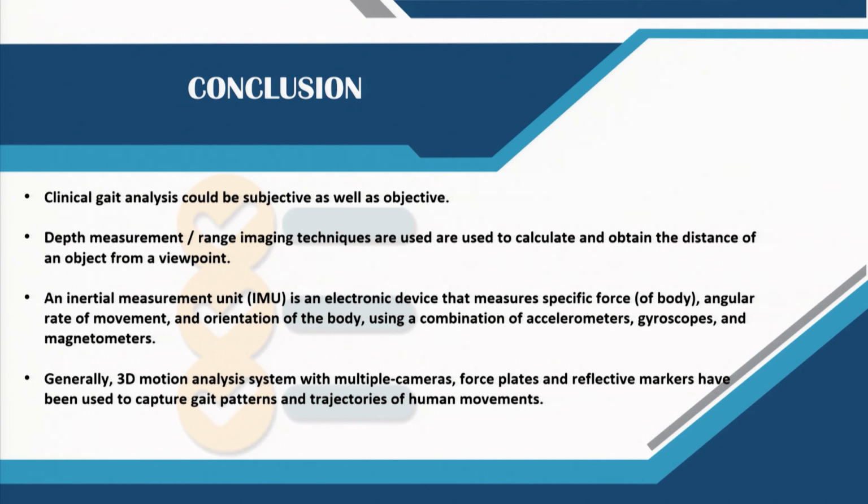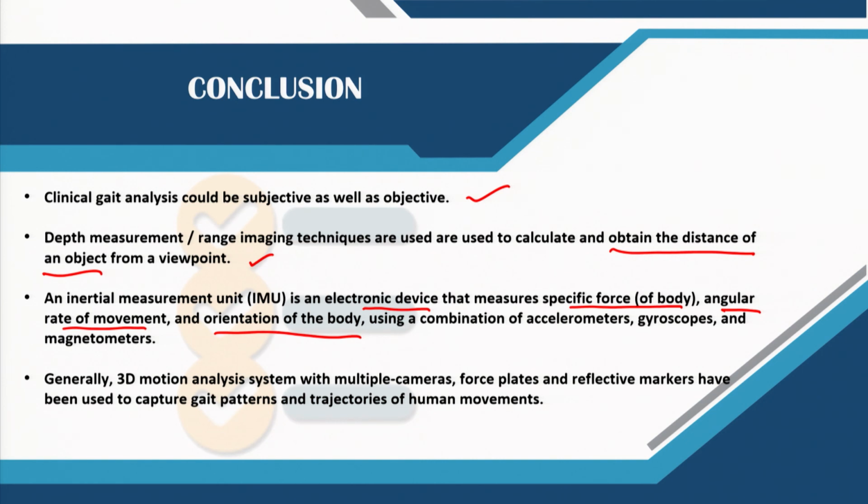Clinical gait analysis could be subjective as well as objective. Depth measurement or range imaging techniques are used to calculate and obtain distance of an object from a viewpoint. An inertial measurement unit or IMU is an electronic device that measures specific forces of the body, angular rate of movement, and orientation of the body using a combination of accelerometers, gyroscopes and magnetometers.